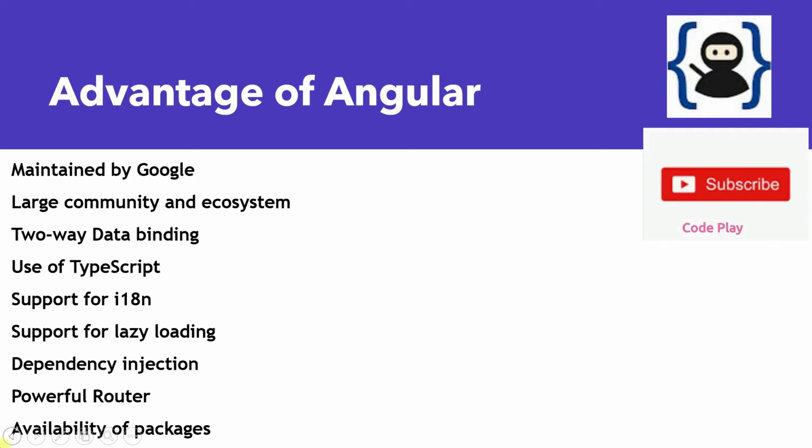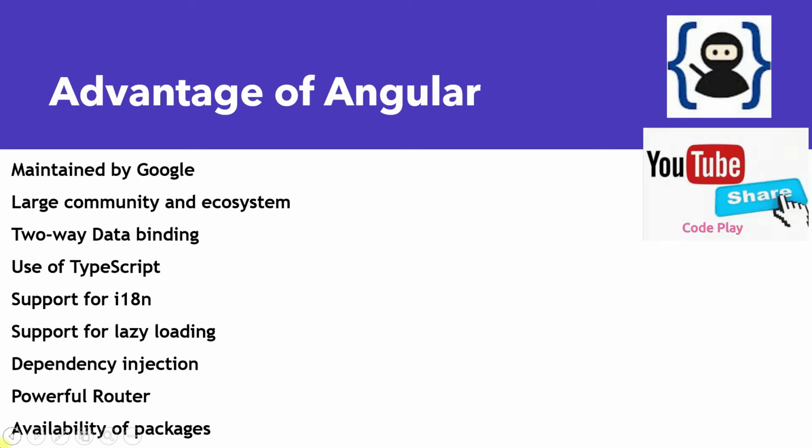Advantages of Angular. The first advantage is that it is maintained by Google, so we get support from Google. Large community and ecosystem. Angular is actively maintained and has a large community and ecosystem. You can find lots of materials on this framework as well as many useful third-party tools. Currently, Angular has over 63k stars on GitHub.